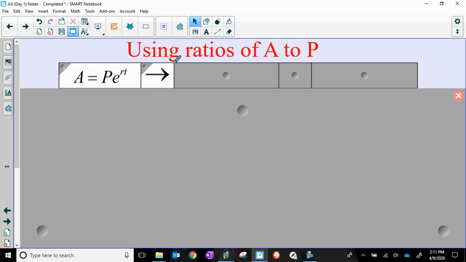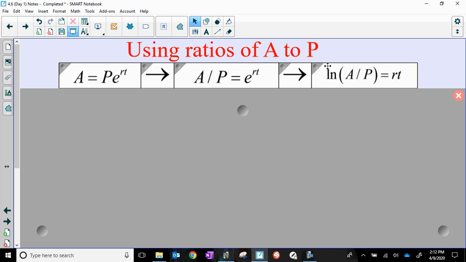Well, I divide by P first. And then how would I get rid of the E? Well, to change that, I would use the definition of a logarithm. So log base E of your number, which would be A over P, equals the exponent RT.